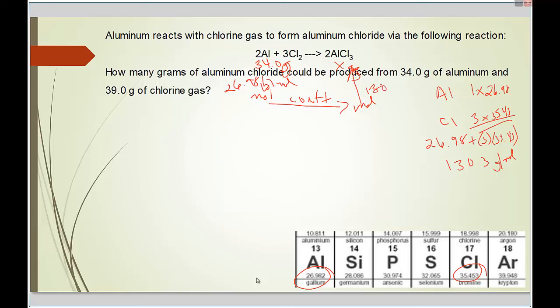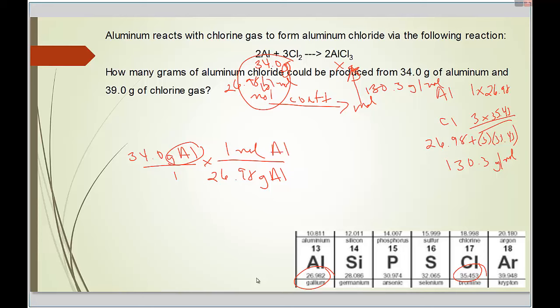I can set up the equation. So 34.0 grams of aluminum over 1. I have grams of aluminum on the top, so I need grams of aluminum on the bottom of the next one. To go from grams to moles, I need to use the molar mass of 26.98 grams. That is 1 mole, because I'm not going to moles, I'm going grams to moles.